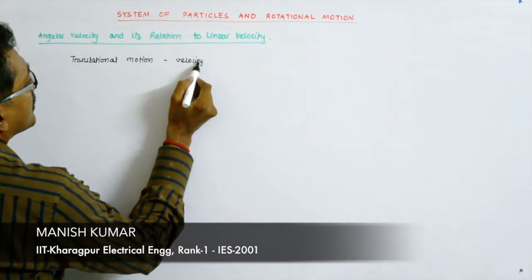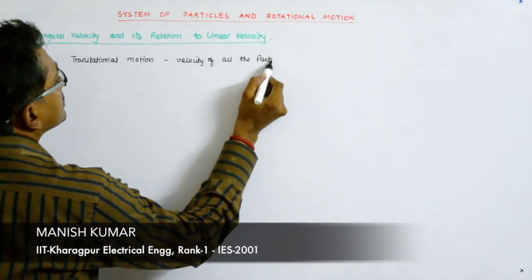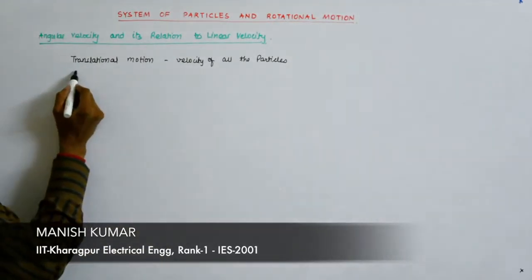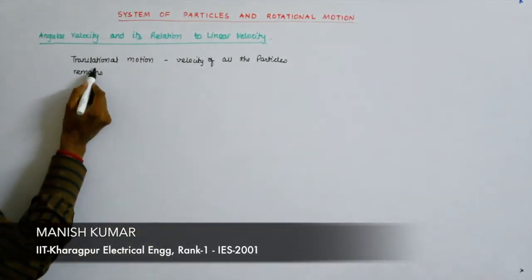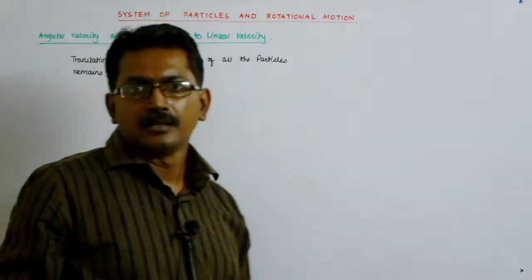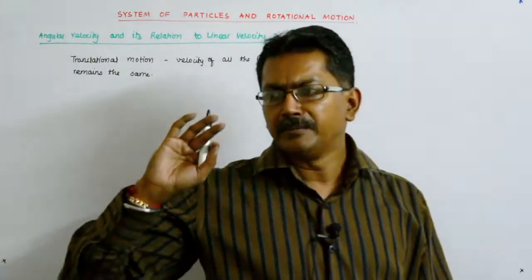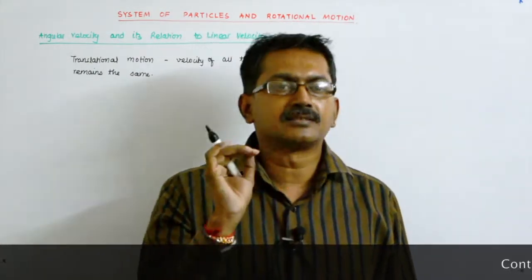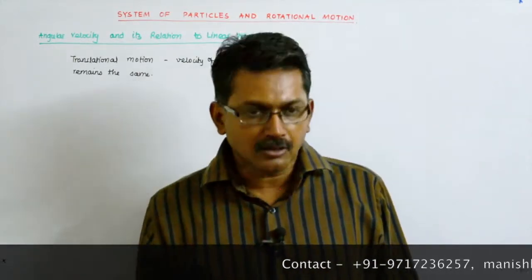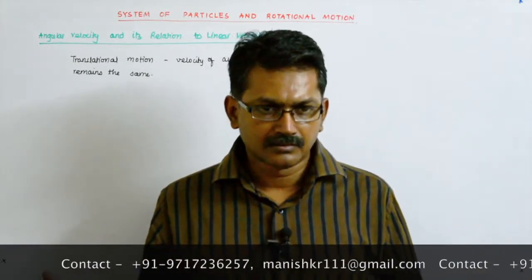Velocity of all the particles remains the same. Fine. That's why the moment I say the velocity is, say, 5 meter per second, you immediately understand that the velocity of all the particles that are moving is 5 meter per second. So that becomes the characteristic of all the particles of the body, right?